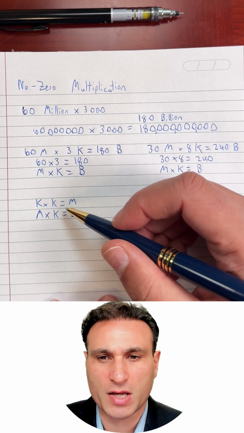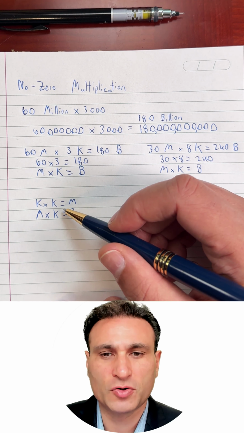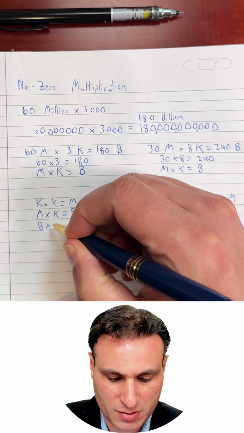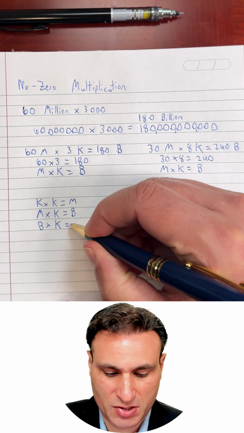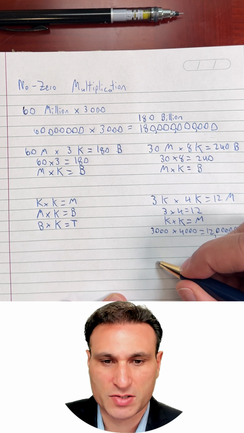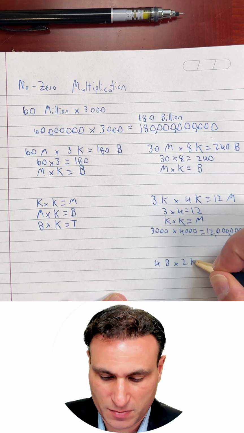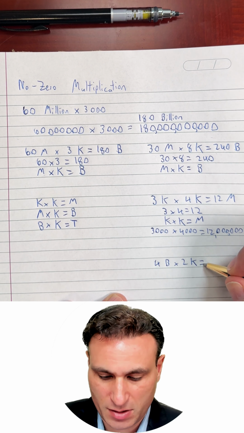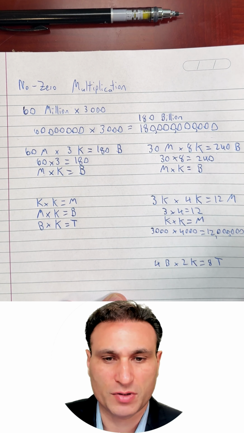These two facts will handle 90% of business calculation scenarios. There are two other facts you should learn. What is a billion times 1,000? Billion times 1,000 is a trillion, which has the abbreviation T. As an example, what is 4 billion times 2,000? 4 times 2 equals 8, and then billion times 1,000 is trillion. So we have 8 trillion.